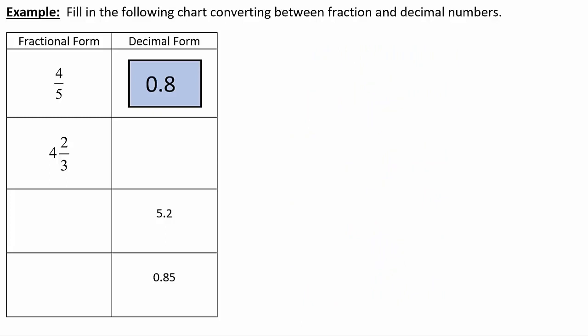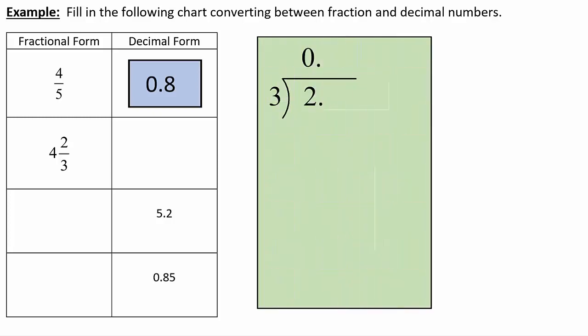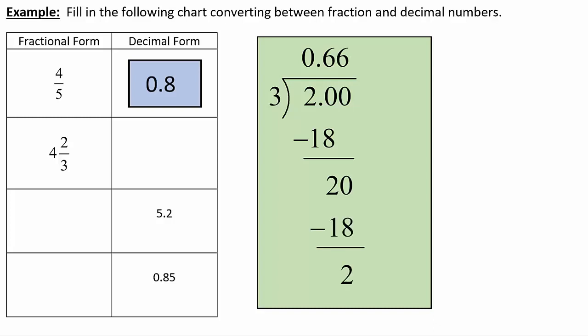Now for 4 and 2/3. Our answer will be 4 point something, so it's the 2/3 that we have to change into a decimal. Let's divide 3 into 2. Now 3 does not go into 2, so we put down the decimal points and a 0. 3 goes into 20 6 times, and the remainder is 2. Tack on another 0. 3 goes into 20 6 times, leaving a remainder of 2. This process will continue forever.